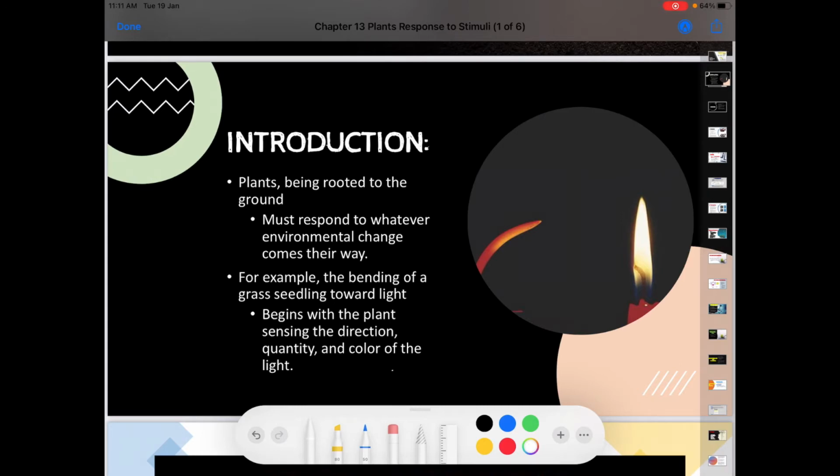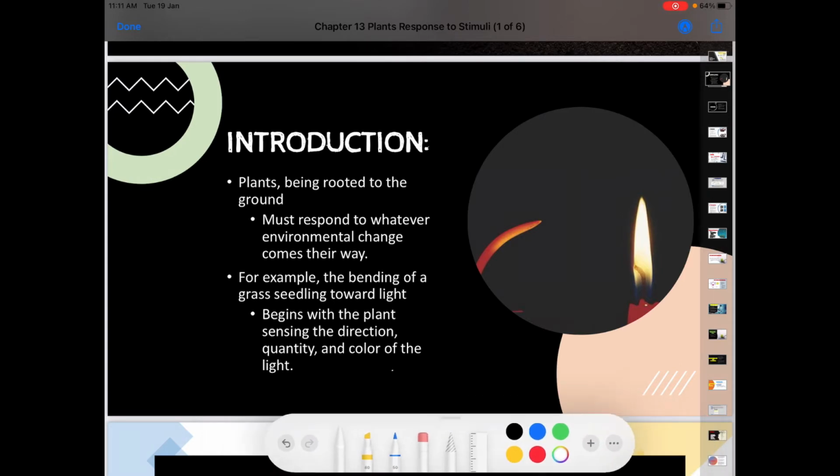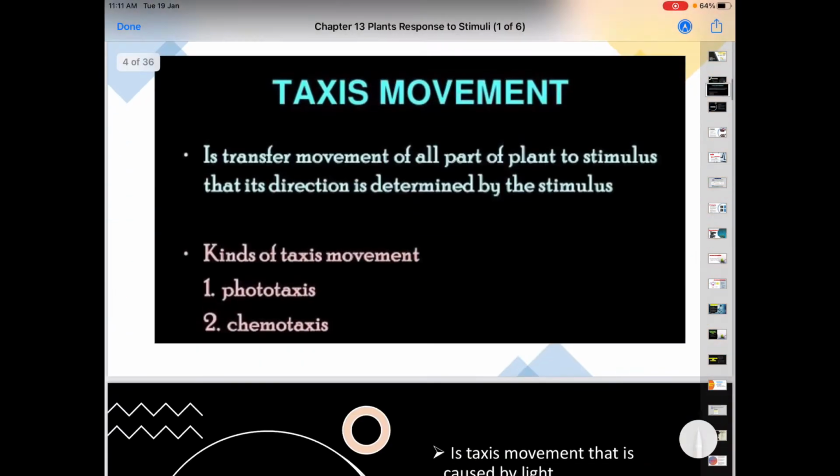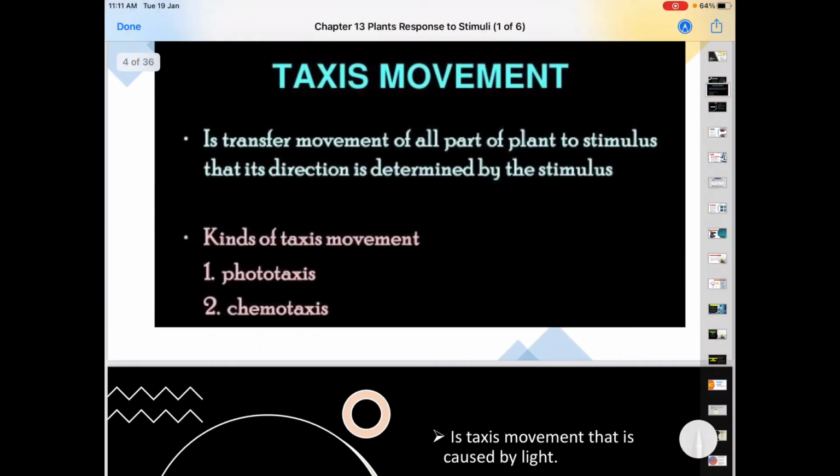For the introduction, plants are rooted to the ground, so they must respond to whatever environmental change comes their way. For example, the bending of a grass seedling towards the light is one response. This process begins with the plant sensing the direction, the quantity, and also the color of the light. These are examples of plant stimuli.